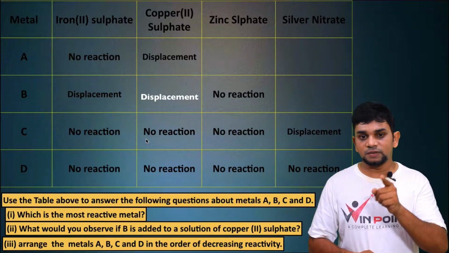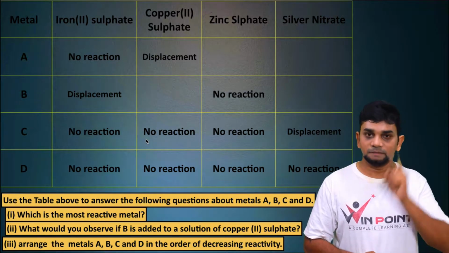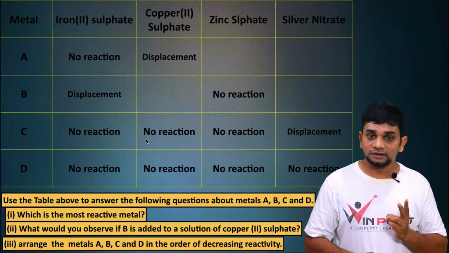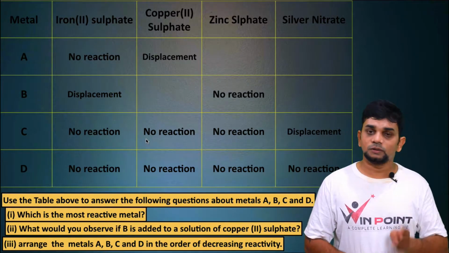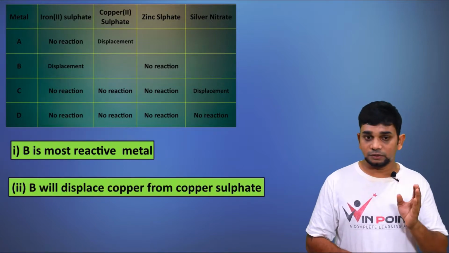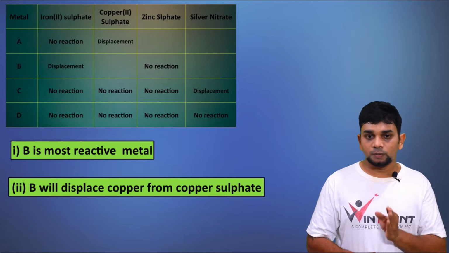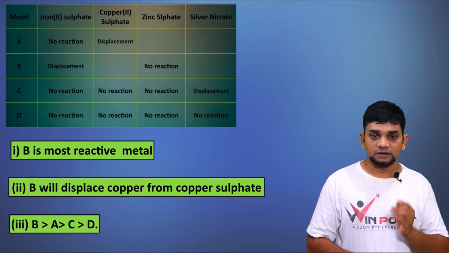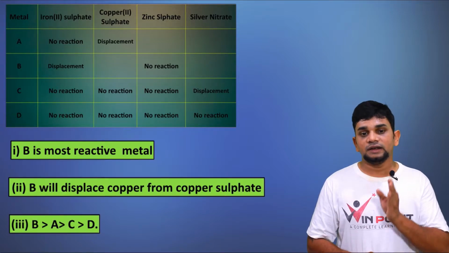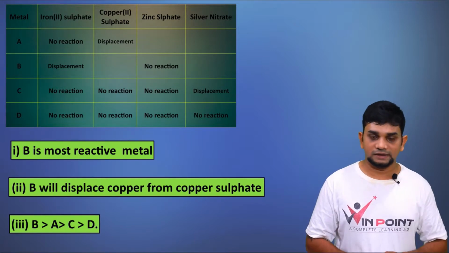Arrange the metals A, B, C, D in the order of decreasing reactivity. Most reactive metal B, then A, then C, then D. So we can write the answer now. B is the most reactive metal. For the second question, when we are adding B to copper sulphate, B will displace copper from copper sulphate. B is greater than A is greater than C is greater than D. So this is the answer.